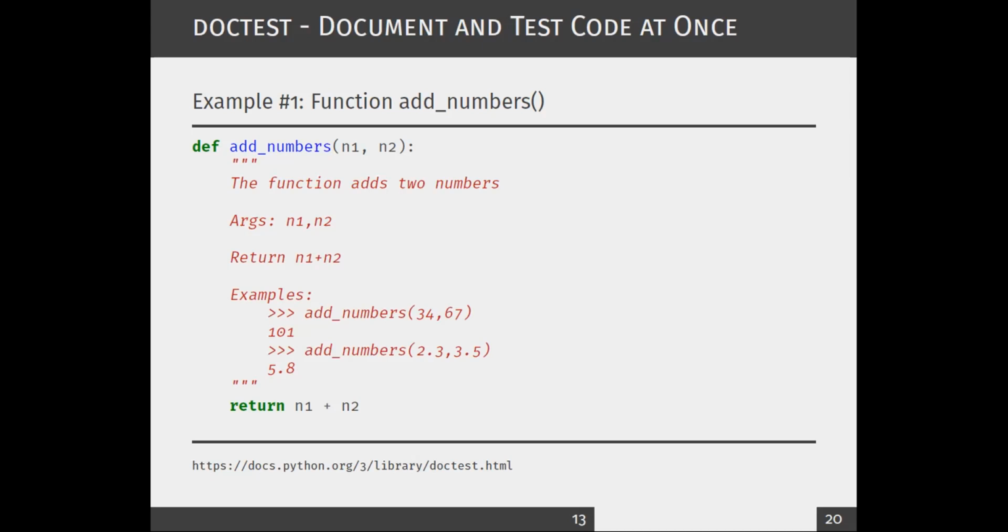triple quotes, we also list any arguments we are going to have, and any returns. For example, we have add numbers 34, 67. Right, now let's look at how the testing happens.